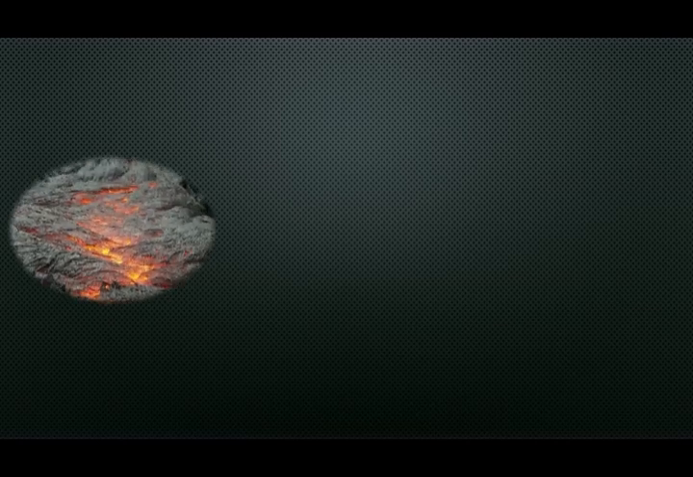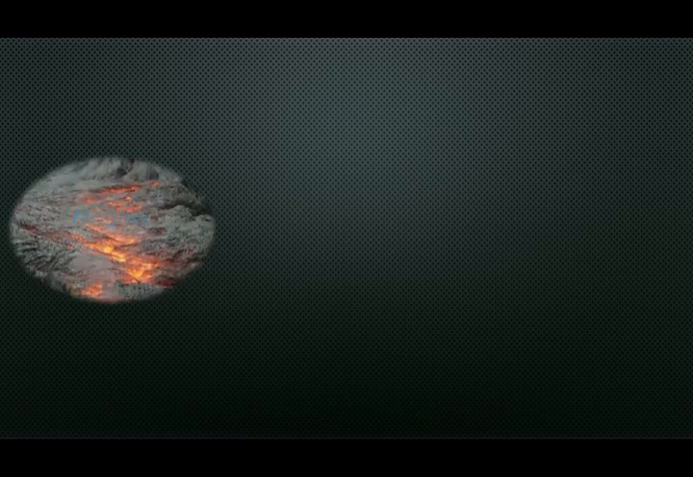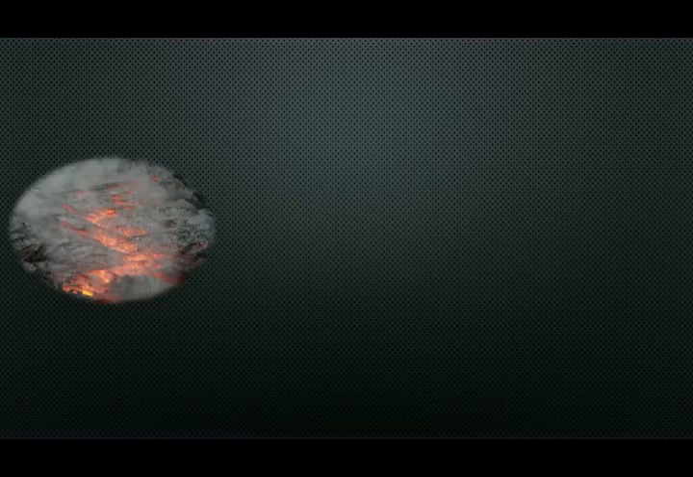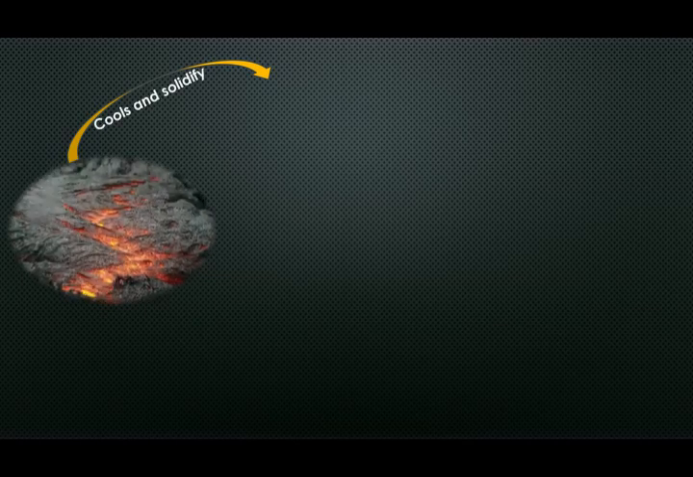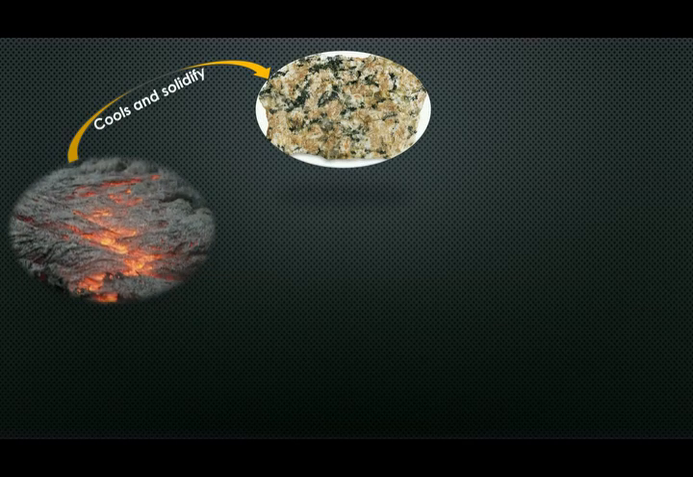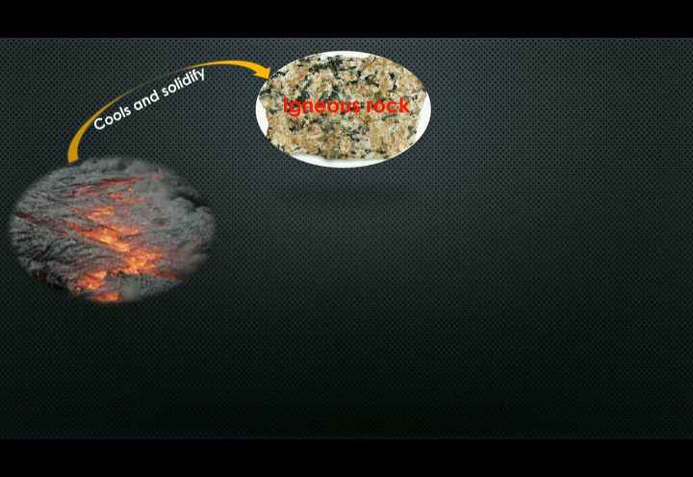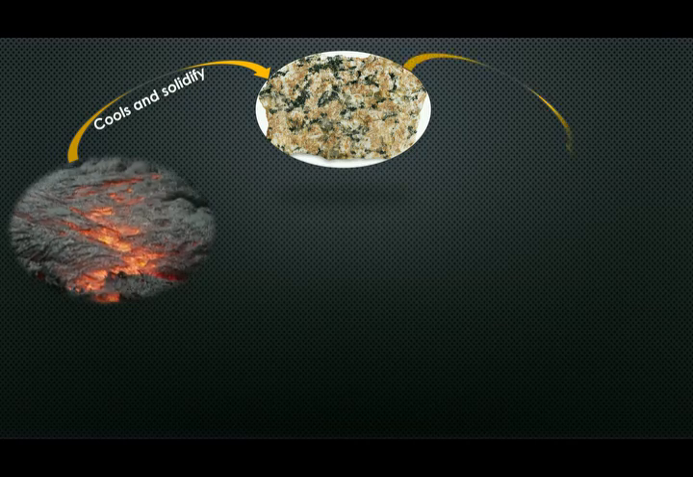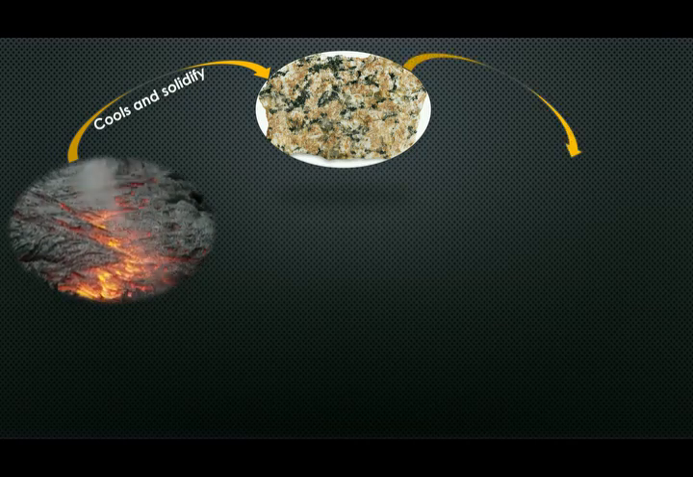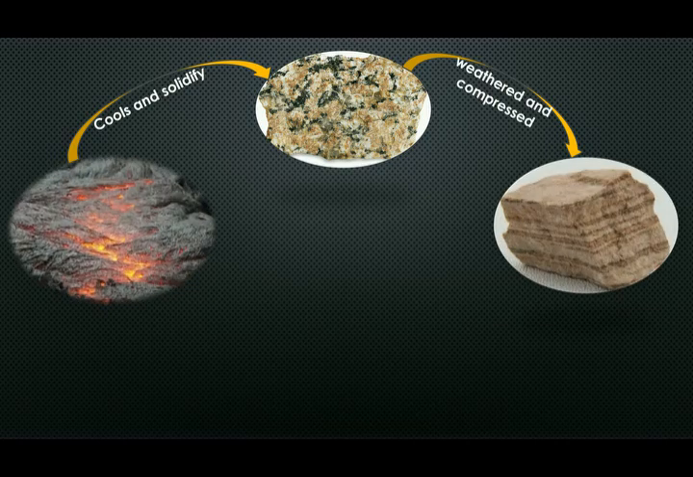Now, having learned so much about the rock cycle process, let us do a quick review of what we have just done. So, according to the rock cycle, magma cools, solidifies, and crystallizes to create igneous rock. Over a period of time, igneous rock is weathered or broken down to form sediments. And these sediments are deposited in layers and compressed to form sedimentary rocks.